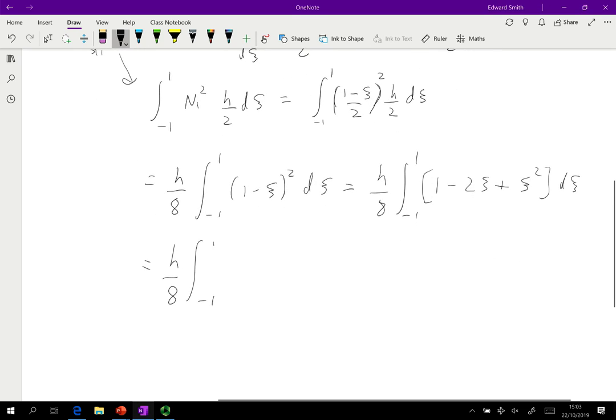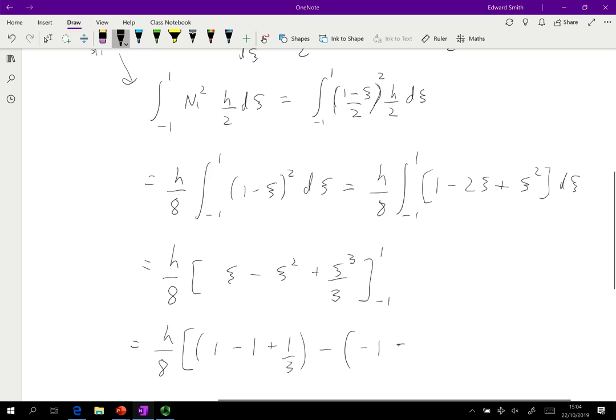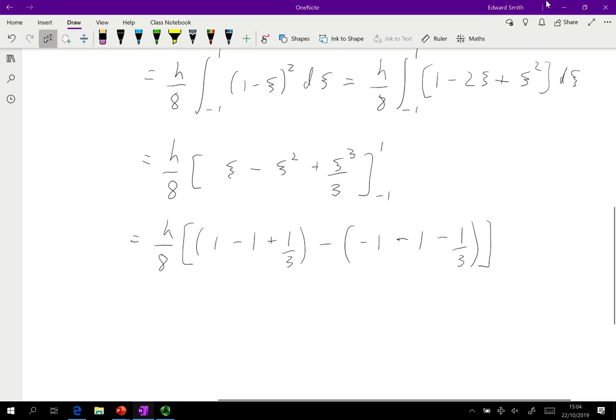So it's h over 8 times the integral of 1, which becomes psi, minus psi squared, plus psi cubed over 3, and then we have the limits. So that's just integrating, and then we go through the process of substituting in the limits. It becomes h over 8 of (1 minus 1 plus 1 over 3) minus (minus 1 minus 1 over 3). So it's just working through plenty of algebra, and that ends up giving you a form that is h over 6. These two cancel out, you get 1/3, and then this becomes minus 2 and a third. Add to that, rearrange, and you get h over 6.